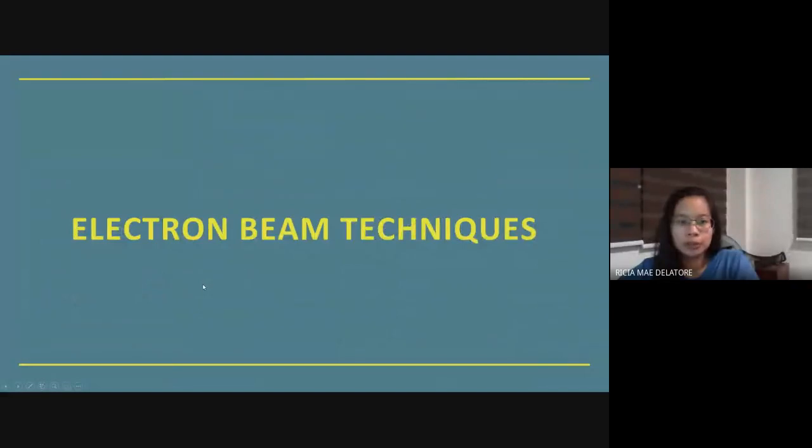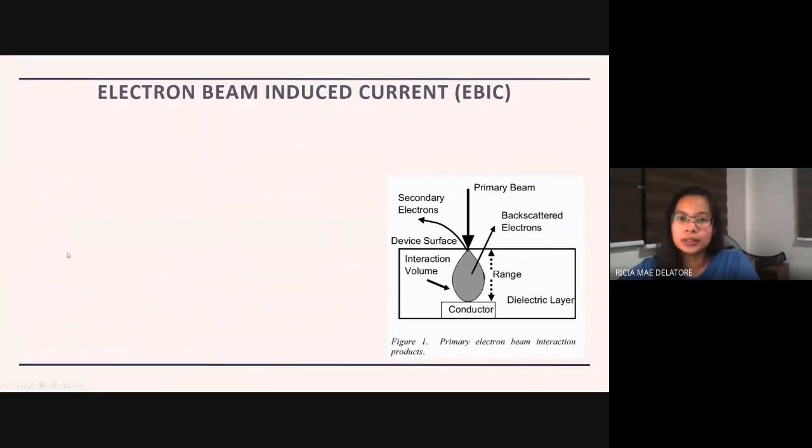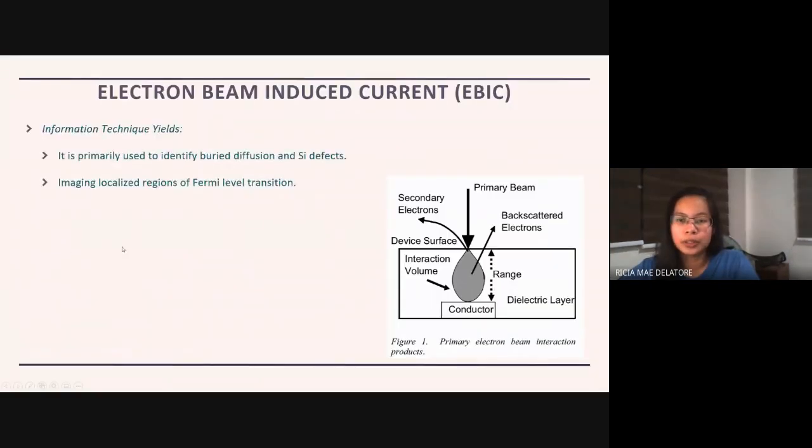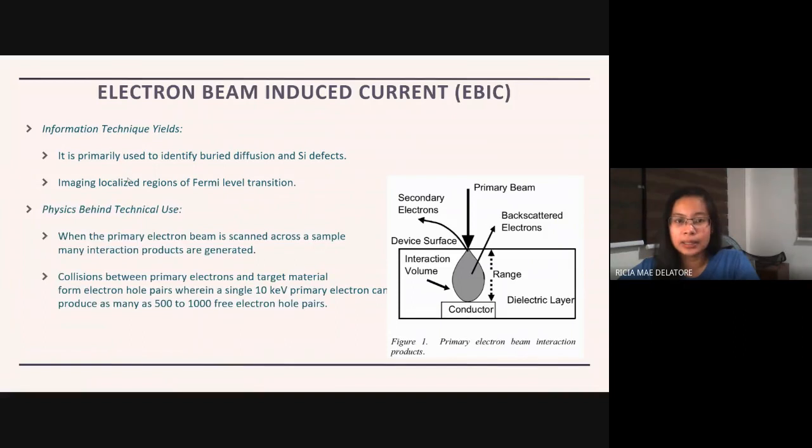We'll now proceed to discuss some of the electron beam techniques used in IC failure analysis. One is the electron beam induced current or EBIC. It is primarily used to identify buried diffusion and silicon defects and also imaging localized regions of Fermi level transition. The physics behind its technical use is that when the primary electron beam is scanned across a sample, many interaction products are generated, as can be seen in the photo beside.